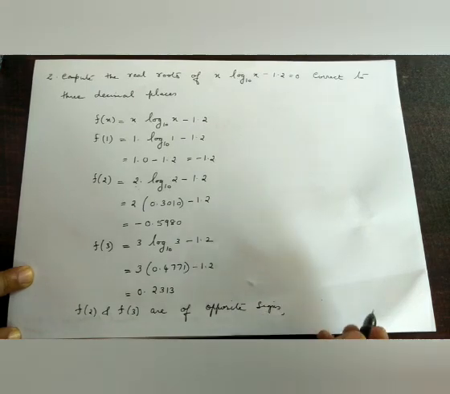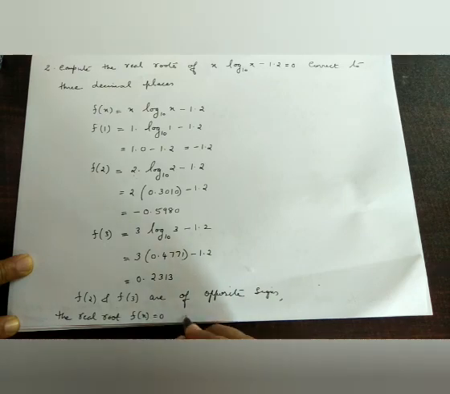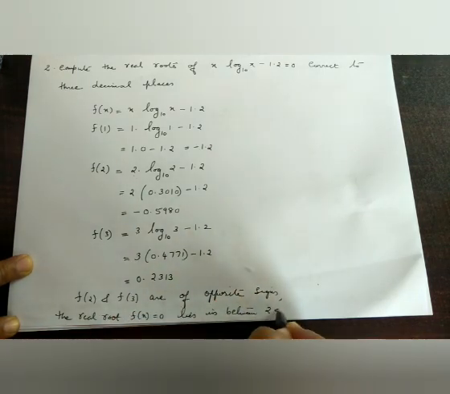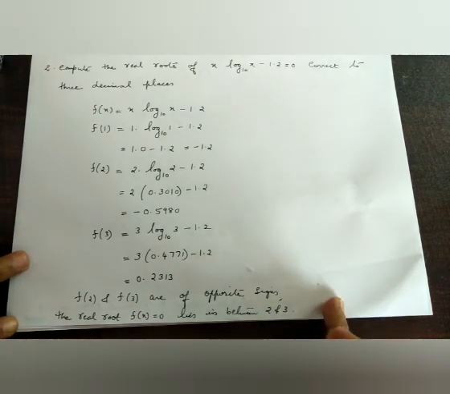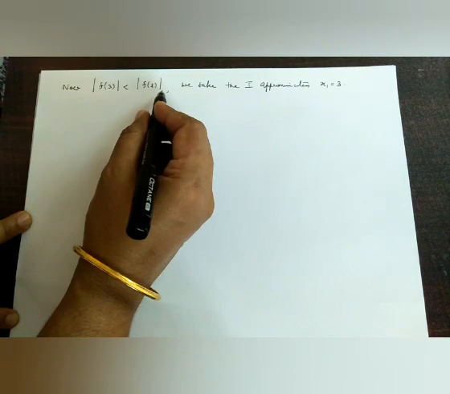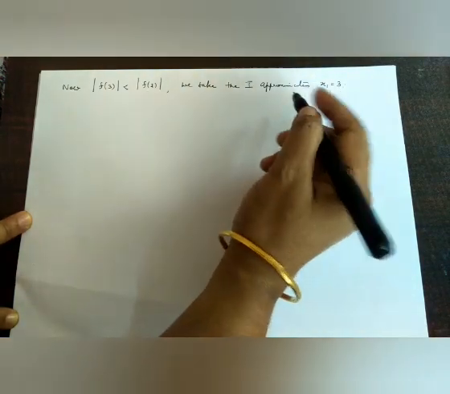Therefore we can see that the real root of f of x equal to 0 lies in between the two values 2 and 3. Now mod f of 3 is less than mod f of 2. We take the first approximation as x1 is equal to 3.